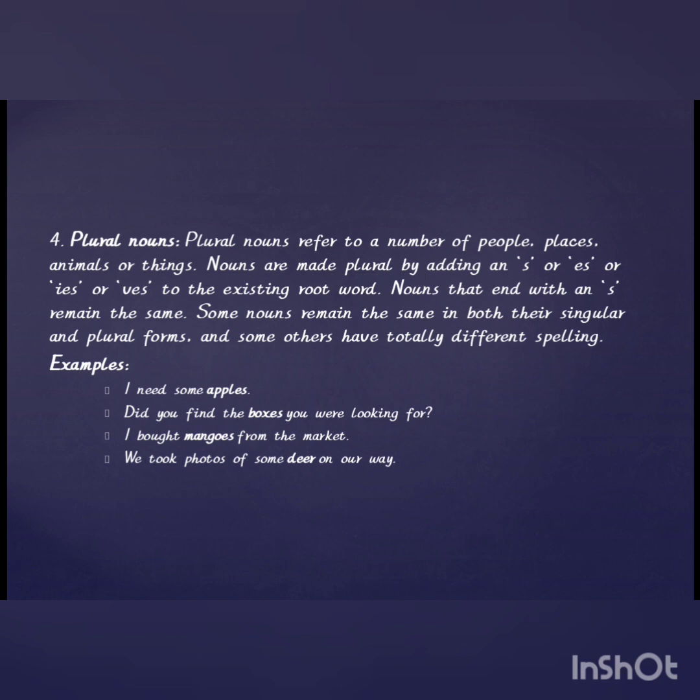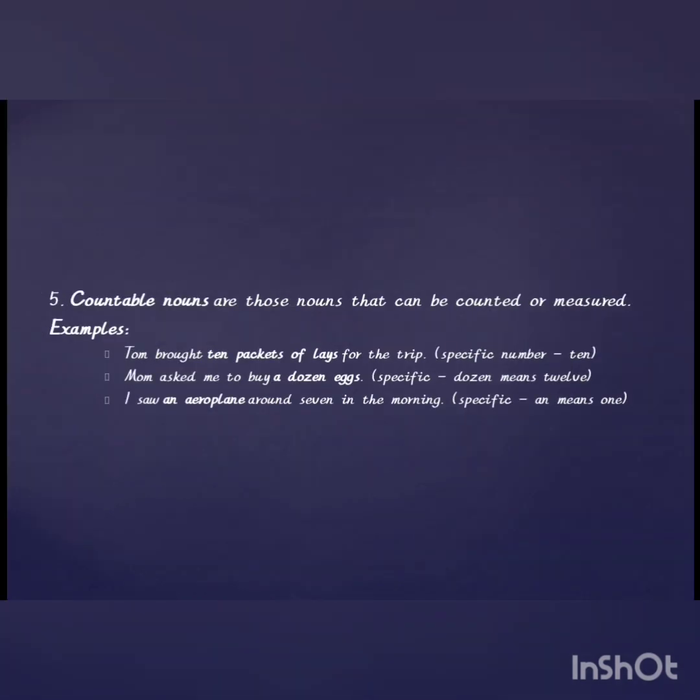Now look at the second example. Did you find the boxes you were looking for? Boxes? And here the box has been converted into plural form just by the addition of es. Just have a look at the other two examples. And now we'll go on to the next type of noun.